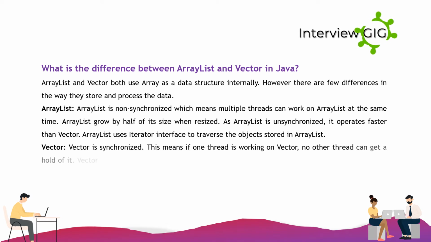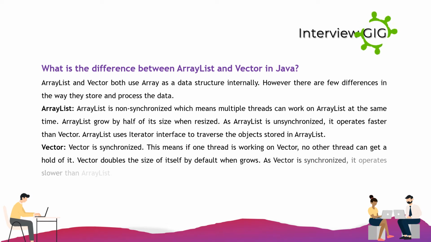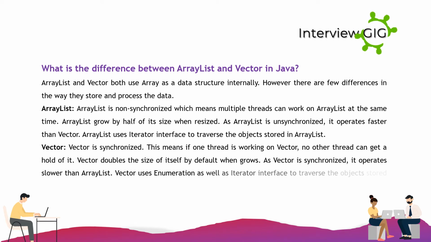Vector is synchronized. This means if one thread is working on Vector, no other thread can get a hold of it. Vector doubles the size of itself by default when it grows. As Vector is synchronized, it operates slower than ArrayList. Vector uses enumeration as well as iterator interface to traverse the objects stored in vectors.